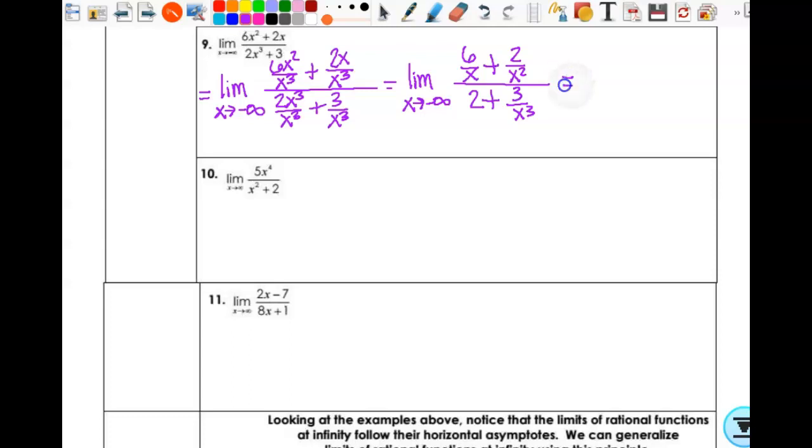But here, now I'm going to evaluate it. Since I am evaluating the limit, I drop the limit statement. And I do each term separately. What's the limit of 6 over x as x approaches negative infinity? 0. Plus, what's this limit? 0, right? And in the denominator, this is 2 plus, what's the limit for that last term? 0. So I get 0 over 2, which is what? 0.